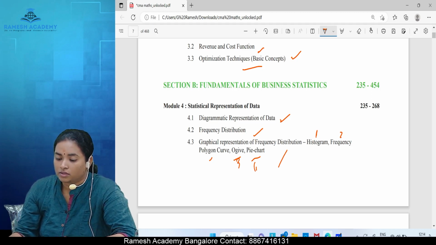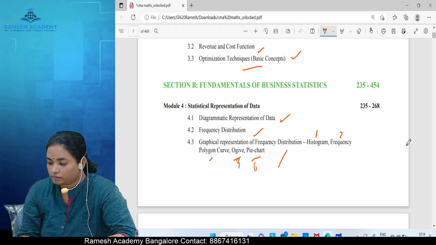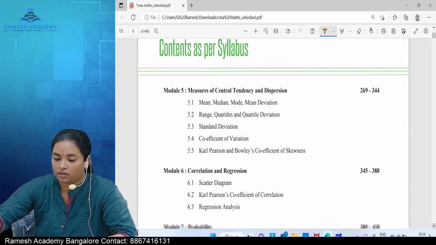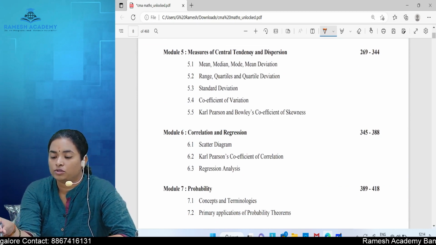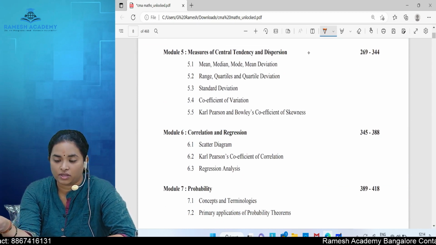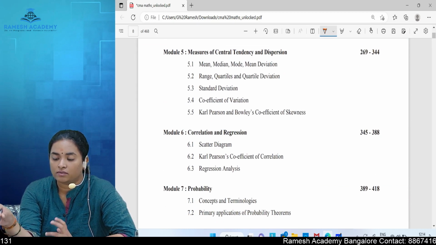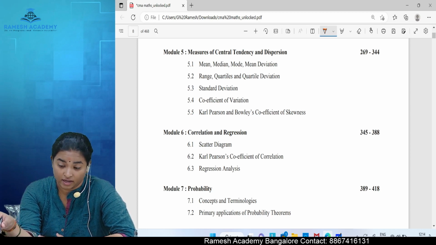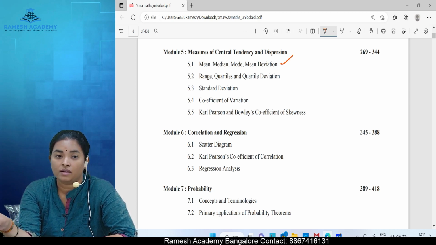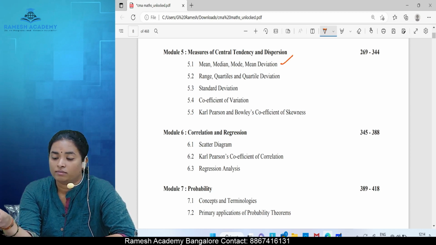Okay, so next we have here module 5. So in module 5, measures of central tendency and dispersions. What is included overall is mean, median. Given a set of statistical data, you have to find the mean, median, mode, mean deviation.